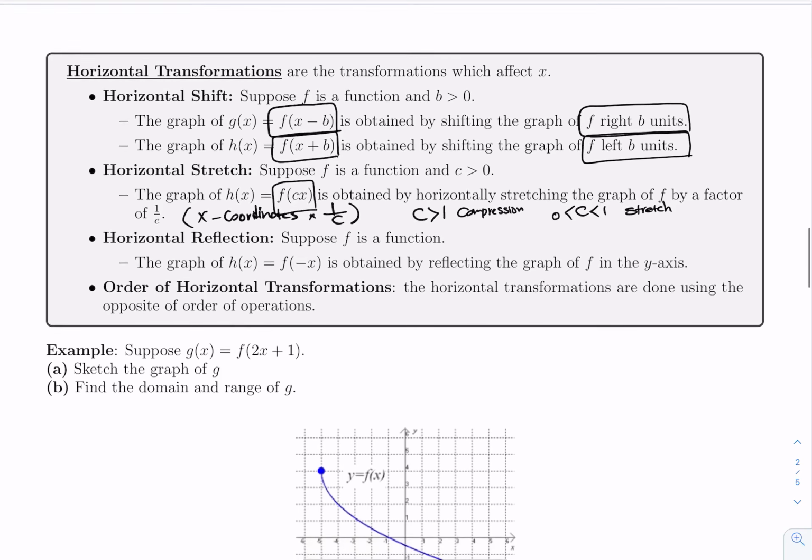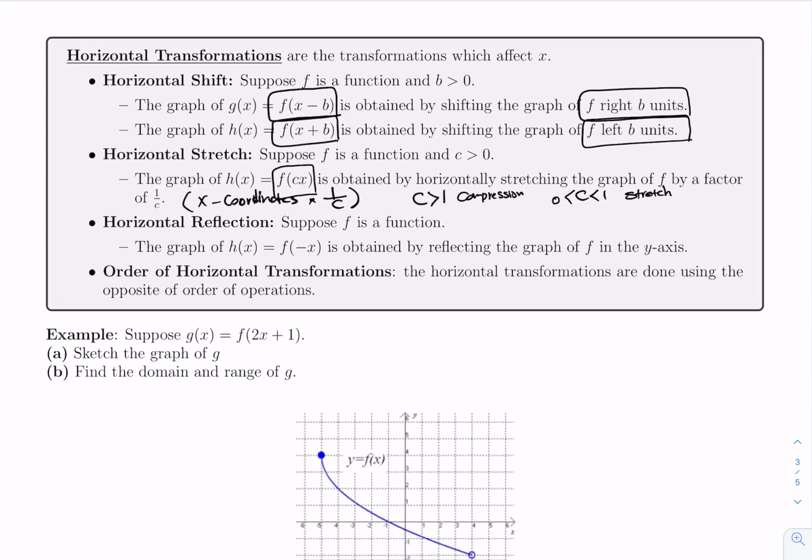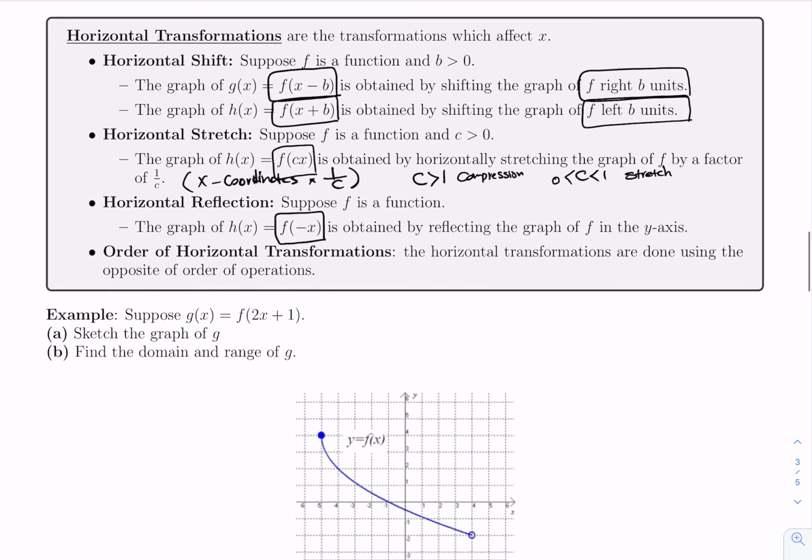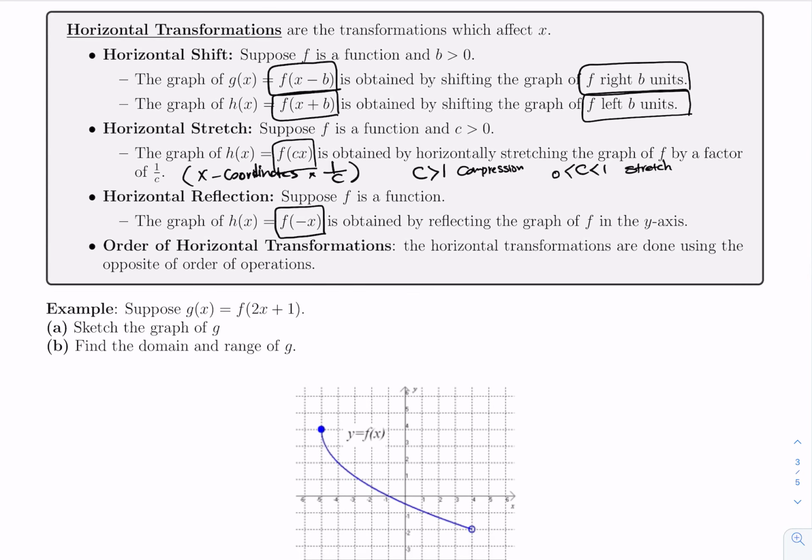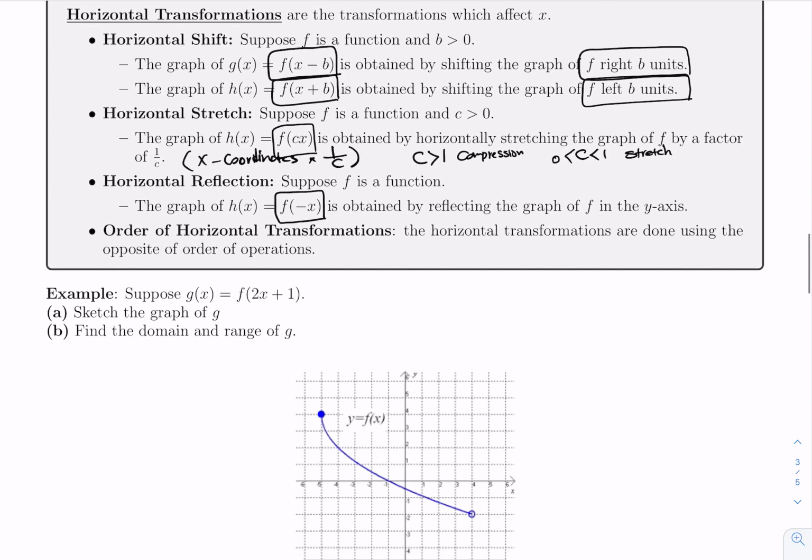And a horizontal reflection, you can get the graph of f of negative x by reflecting the graph of f in the y-axis. What's the proper order for horizontal transformation? It is opposite of the vertical transformation. First, we apply the horizontal shift, and then we apply the horizontal stretch and reflection in any order.